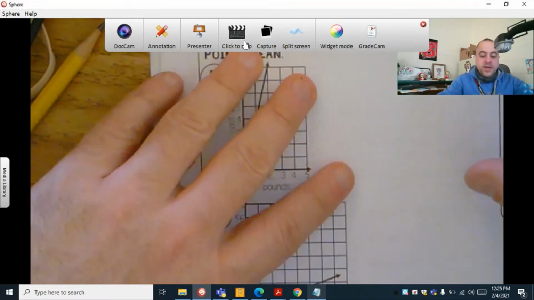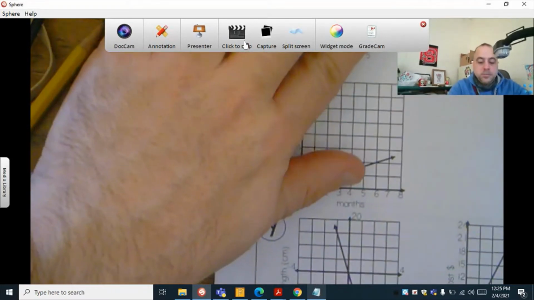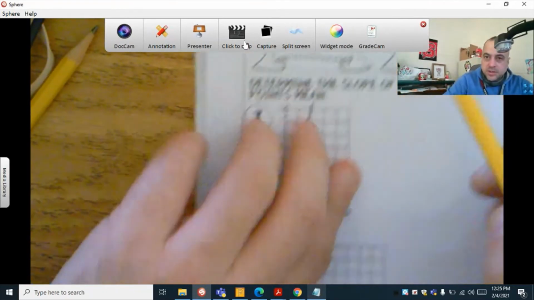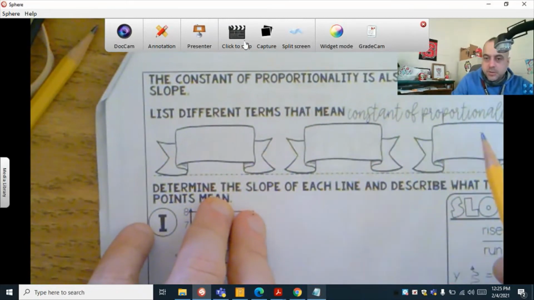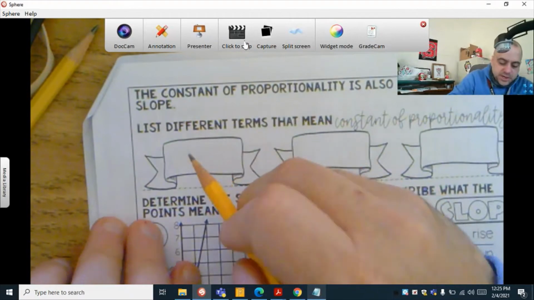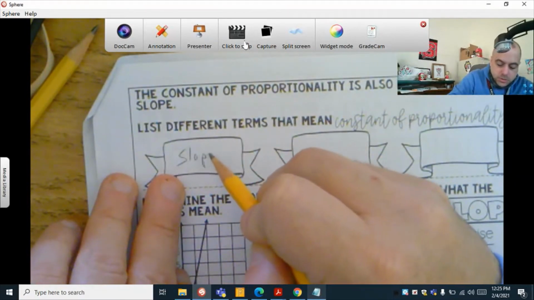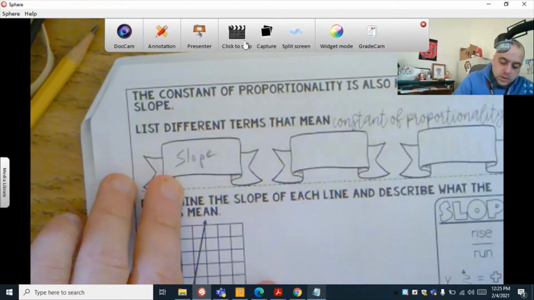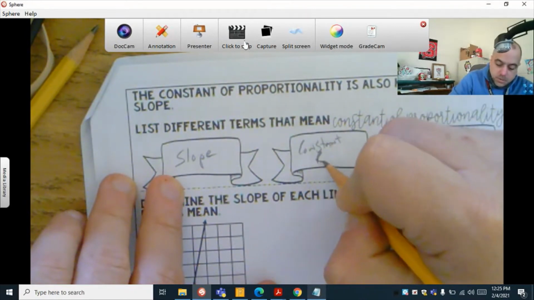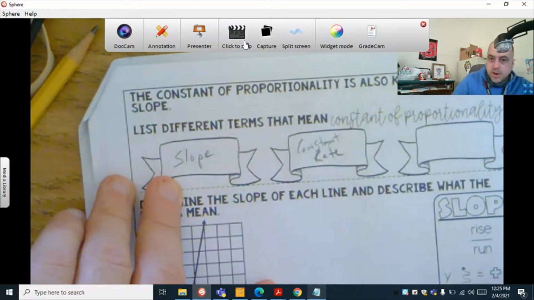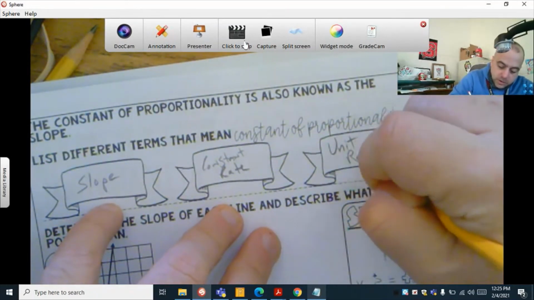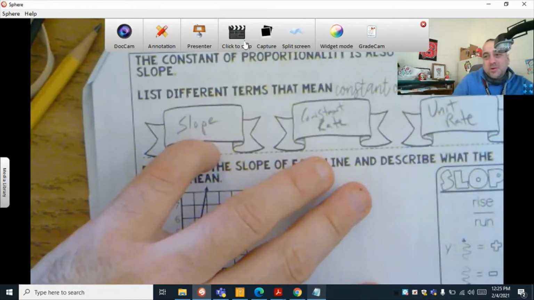All right, let's go to this page, okay? List three different terms that mean the constant rate. Well, away in 8th grade, you call it sometimes the slope. You can just call it the constant rate. Constant rate, or maybe, sometimes you can call it the unit rate. That's what I would go with.